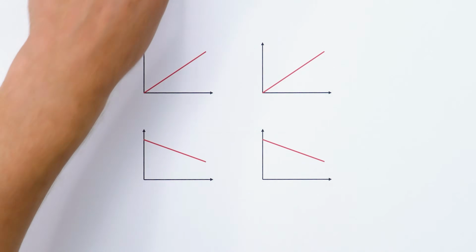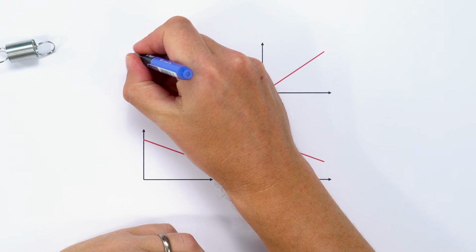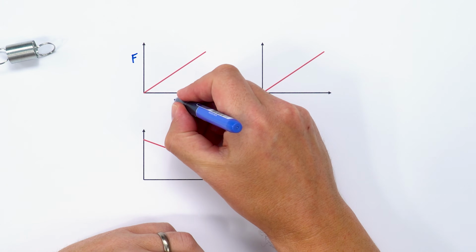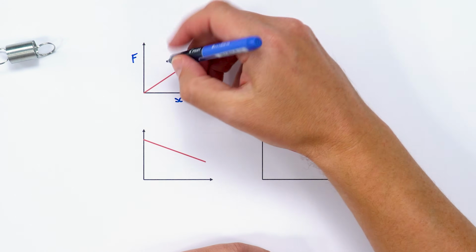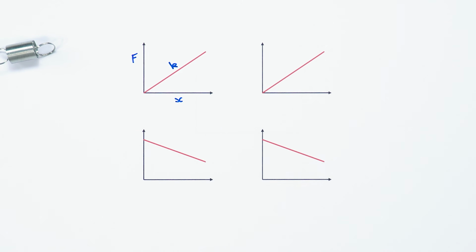Now, the first one over here is what happens if you have a spring, you apply a force to it, and we measure the extension. And what we find is, provided we haven't gone beyond the elastic limit, if we look at the relationship between the force and the extension, we find that they are directly proportional. And here, the gradient is equal to k, which is what we call the spring constant.